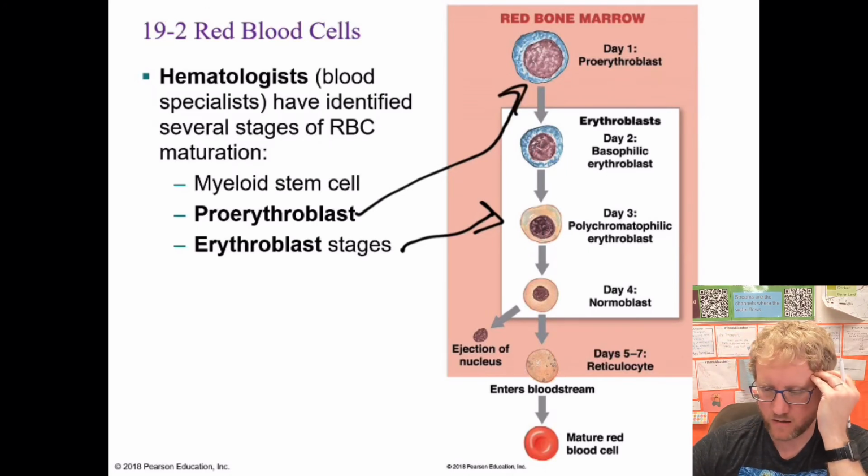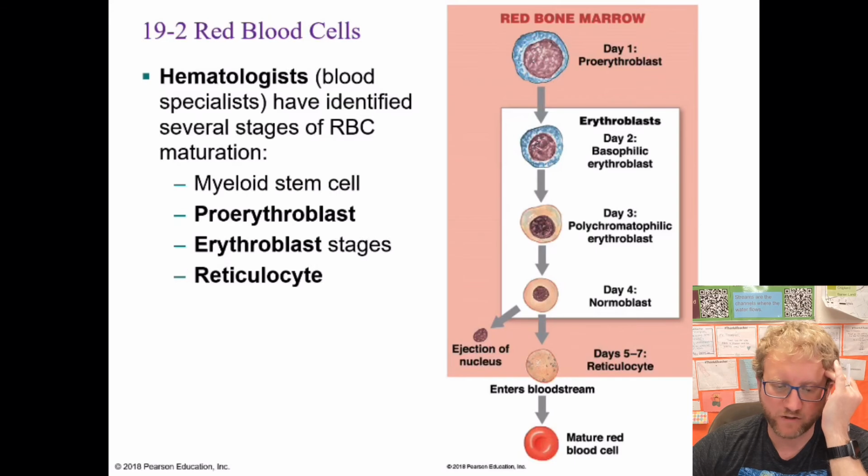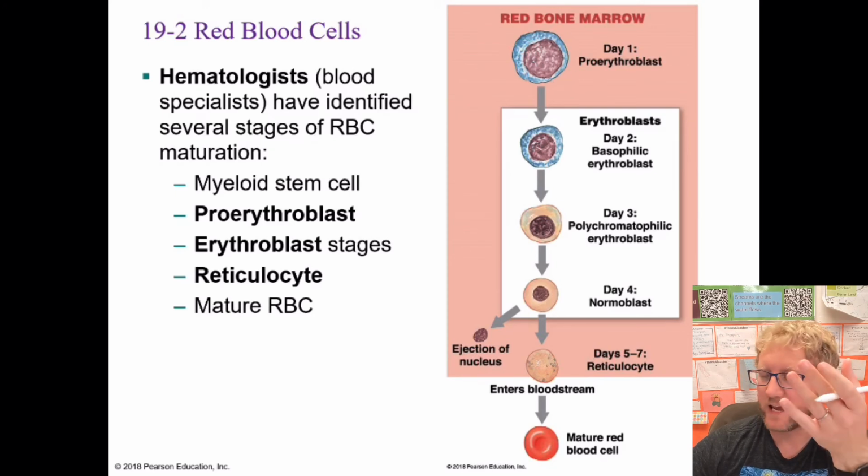Goes through 3 stages there over the course of 3 days. And then from there, the nucleus gets ejected around day 5 to day 7 to produce something called a reticulocyte. A reticulocyte. Okay. And then from there, it enters the bloodstream where it turns into a mature red blood cell, and then it hangs out for 120 days or so.